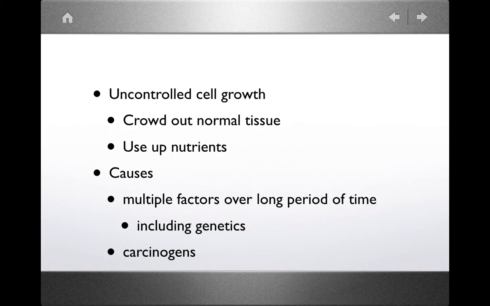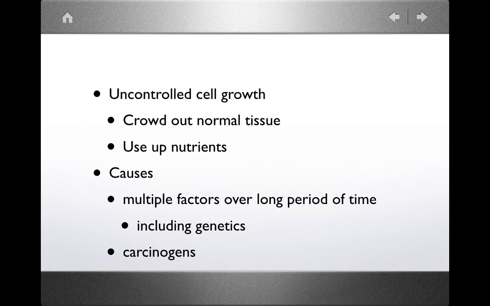Another big difference between cancer cells and normal cells is cancer cells use up nutrients. They will take nutrients away from healthy cells. You can eat a well-balanced diet, but your cancer cells will get the nutrients before normal cells.